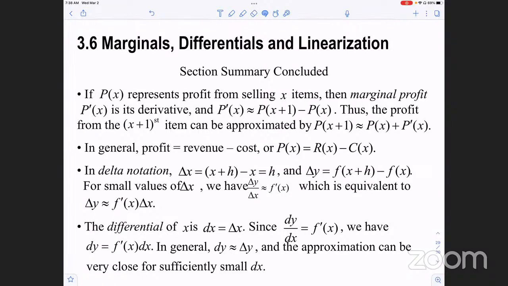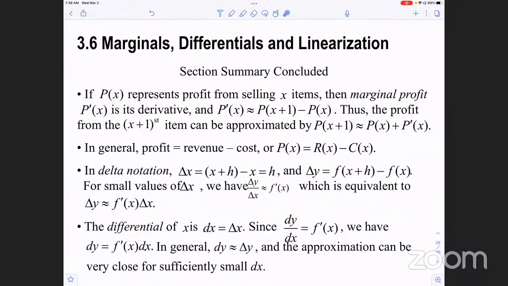In delta notation, the change in x is x plus h minus x, which is just h, right? Once you simplify, the change in y is f of x plus h minus f of x. For small values of delta x, we have the change in y, delta y by delta x, is approximately f prime, which is equivalent to, if we solve for delta y, delta y is approximately f prime times delta x.